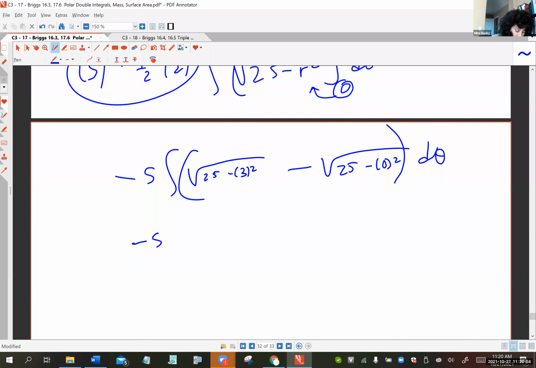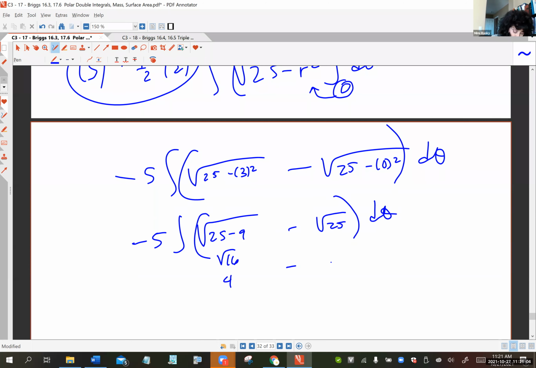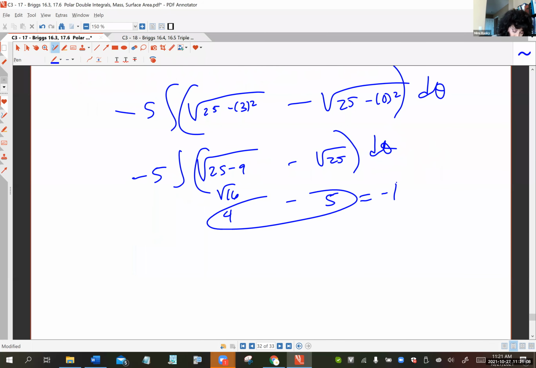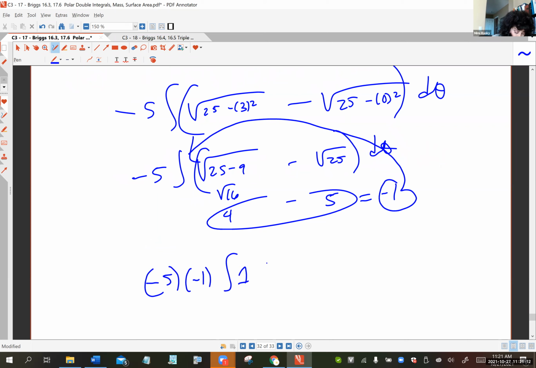Hey, but these radicals end up being kind of sweet. This doesn't always happen, okay? Don't get too excited. But hey, if it does, square root of 16 is 4, and square root of 25 is 5. So 4 minus 5 is equal to -1. Pull that out in front. So -5 times -1 is +5. And then you're just going to integrate 1 with respect to theta, and that's just theta. And so I get 10 pi.